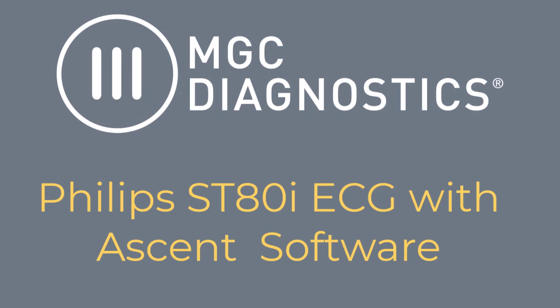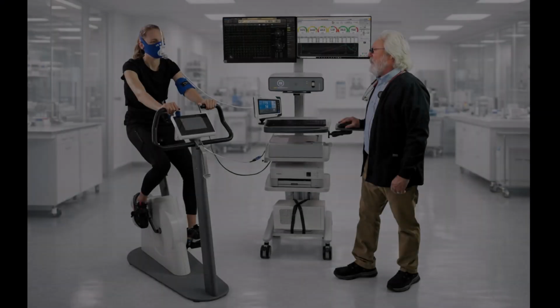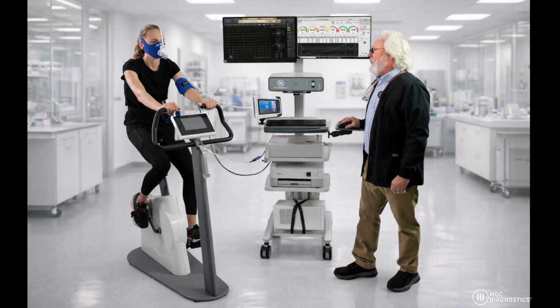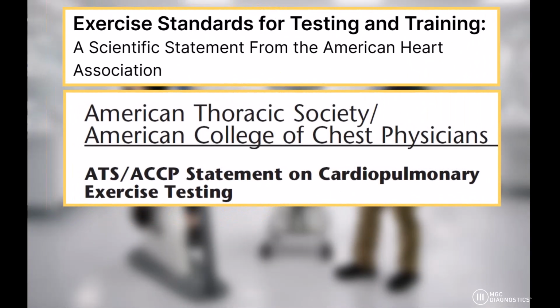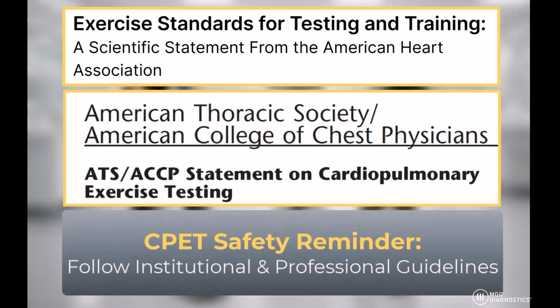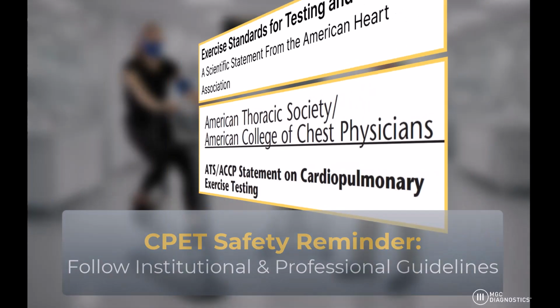In this video, we will discuss how to use the Philips ST80i ECG software with the Ascent Cardiorespiratory Diagnostics software for exercise testing. ECG and VO2 testing with Philips is an optional software and hardware configuration designed for advanced cardiopulmonary exercise testing. Because CPET involves physical exertion, always follow professional guidelines for patient safety, supervision, and laboratory procedures before beginning.